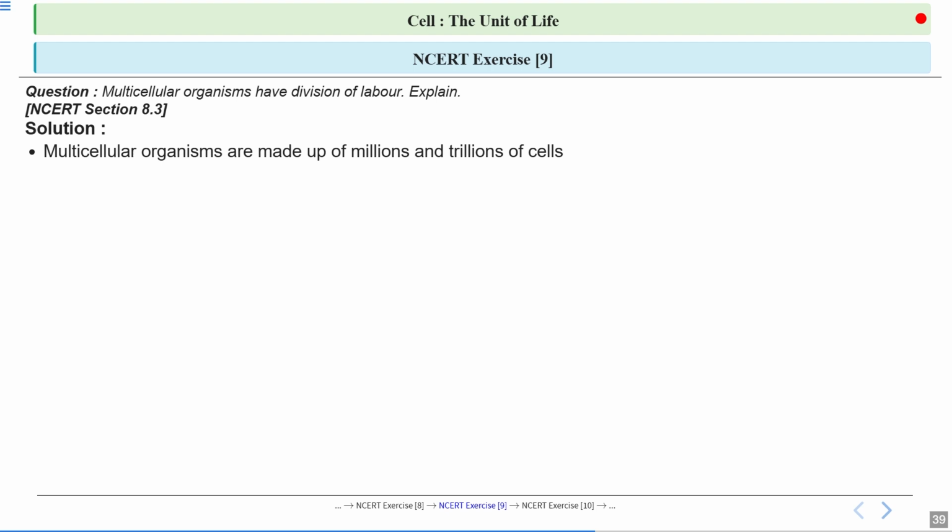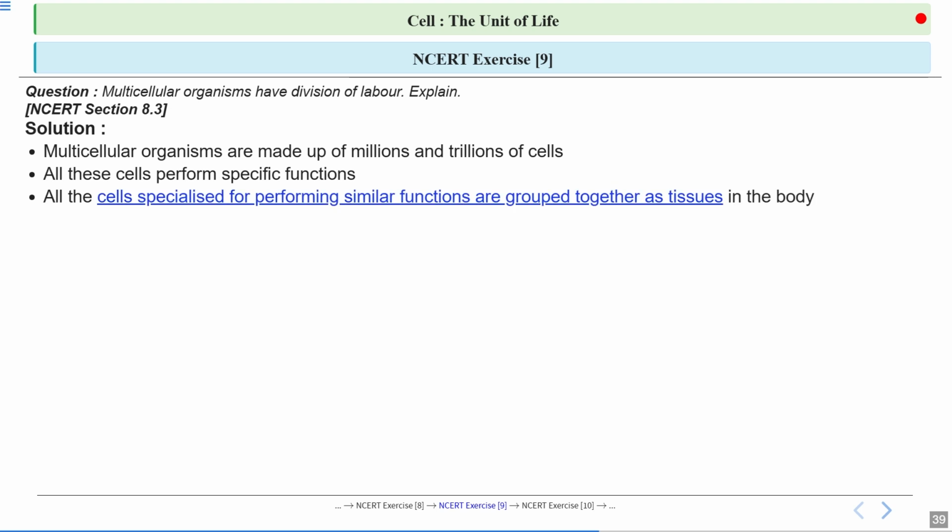Multicellular organisms are made up of millions and trillions of cells, and these cells perform different functions. These cells are specialized to perform functions, and the cells combine to form tissues. Cells performing similar functions are known as tissues. Then tissues combine to form organs, and organs combine to form organ systems.